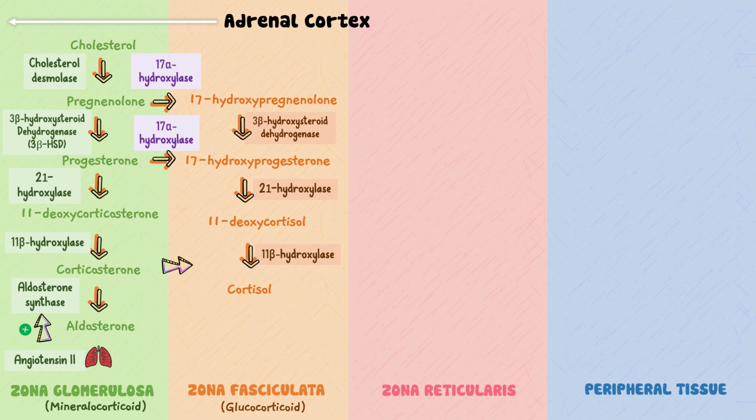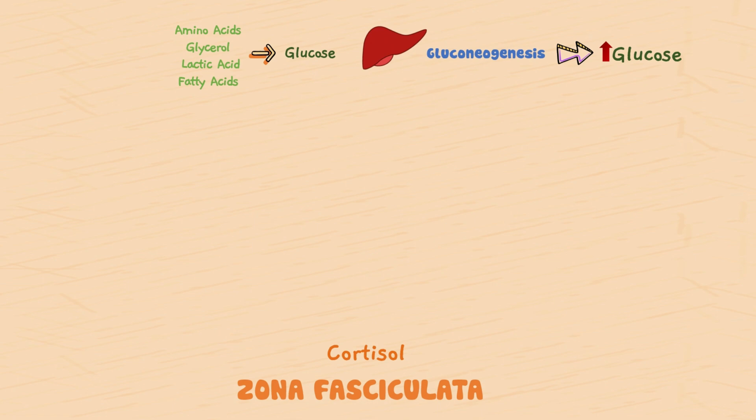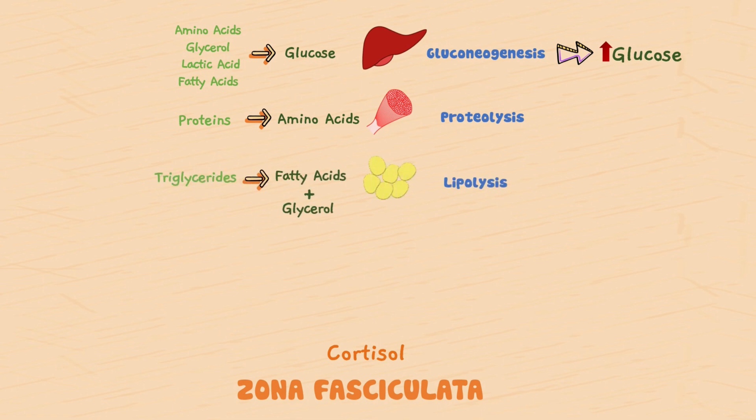Now, what does this cortisol do? Well, cortisol increases the blood glucose levels, and that is done by increasing the gluconeogenesis. Cortisol also increases the breakdown of proteins into amino acids in muscles. Not only this, but it also increases lipolysis, that is the breakdown of fat into fatty acids. Cortisol also has weak mineralocorticoid action, in that it raises sodium and water retention.